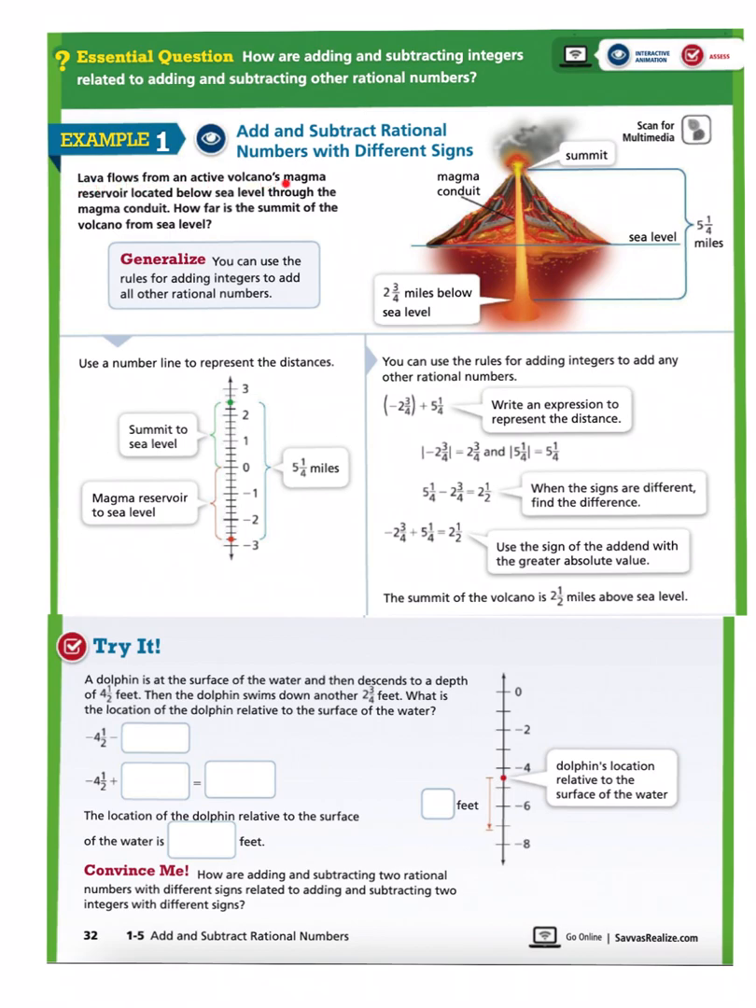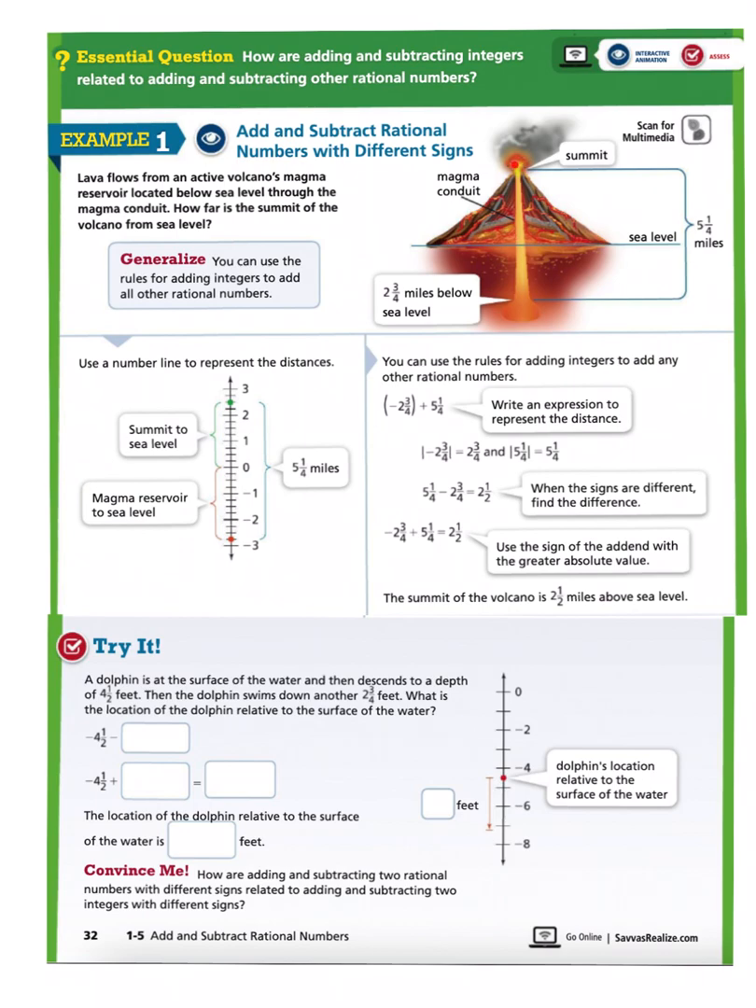Lava flows from an active volcano's magma reservoir, located below sea level, through the magma conduit. How far is the summit of the volcano from sea level? So the generalization here is you can use the rules from adding integers to add all the rational numbers. So we want to make sure we're making an addition sentence. Now, when you really think about this, it makes a lot more sense to have a subtraction sentence. We'd say 5 1/4 is our whole, and if we take away the part that we don't need, it'll give us the rest. But because we want to do it in addition, we're going to go ahead and do it the way they have it, all right?